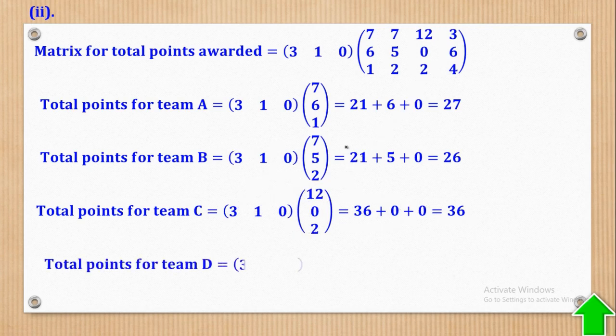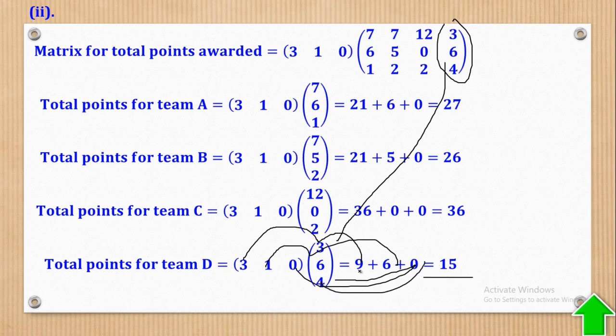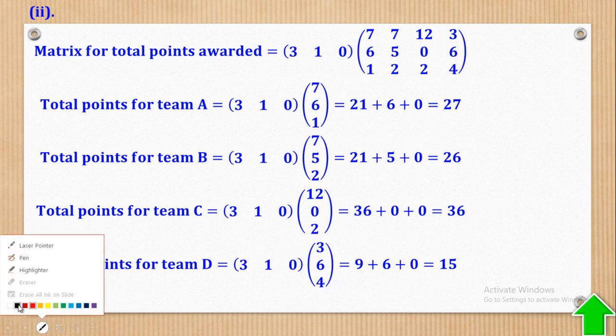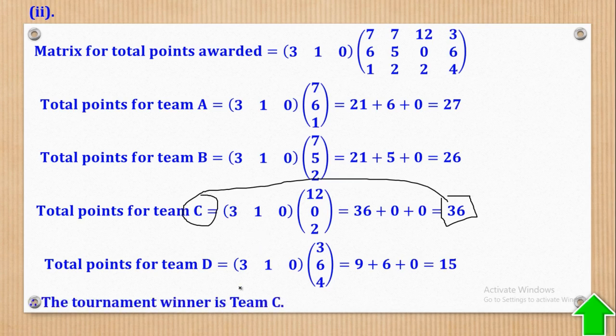Then next is team D. So team D, I'll extract out this. I think you realize that now here it is a bit neat and easier to work out. So 3 by 3 is 9, 1 by 6 is 6, and 0 by 4 is 0. So in the end I'll come up with 15. So those are the points, total points got by each team. So the winner will be the one with the highest. So this will be the highest, therefore team C is the winner. Therefore I'll conclude that the tournament winner is team C.